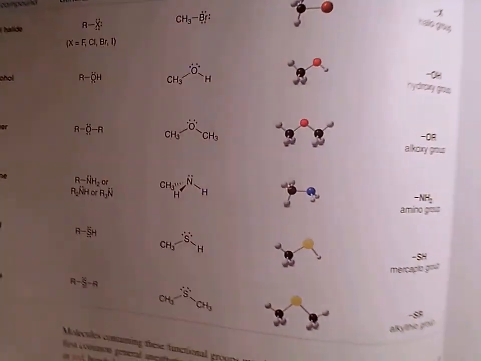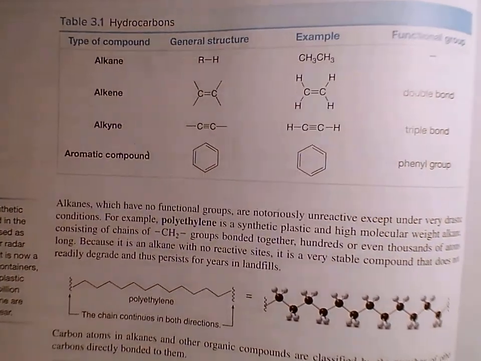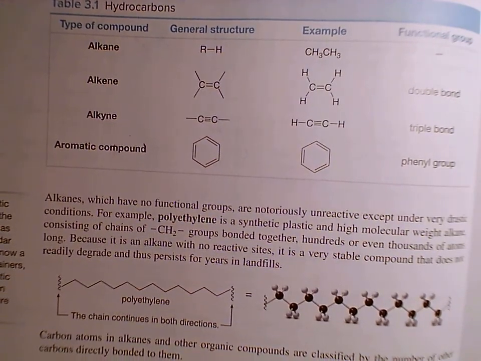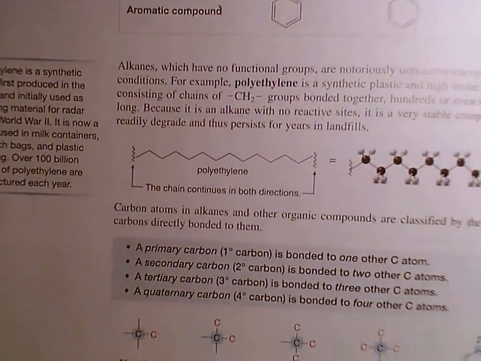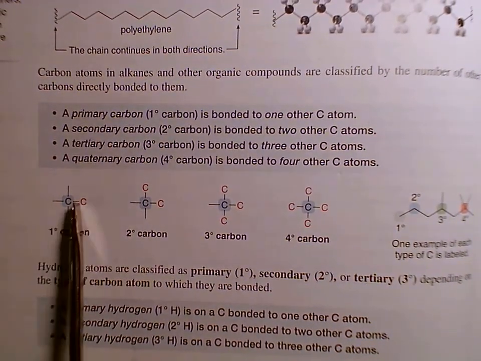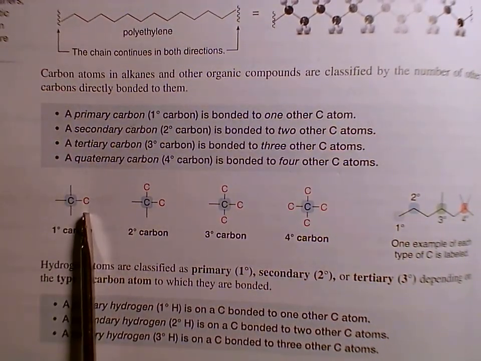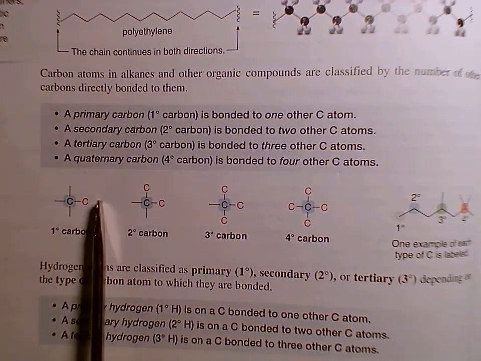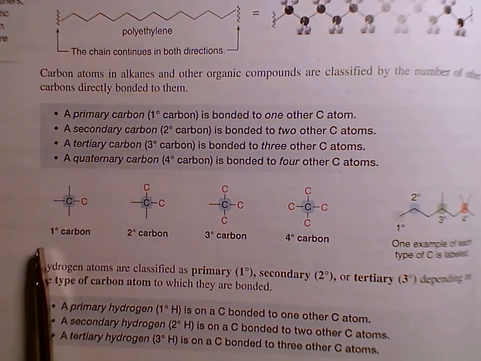Ooh, while we're at it, when we're looking at carbons in our molecule, if the carbon is only bonded to one other carbon, we call that a primary carbon. Carbon bonded to one other carbon is primary.